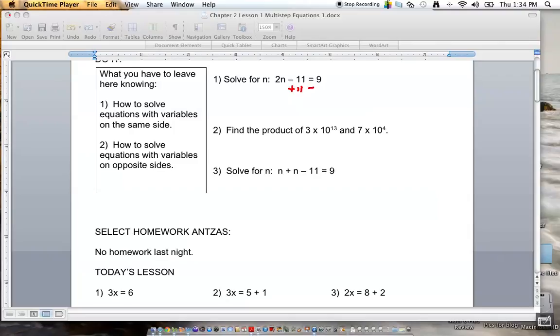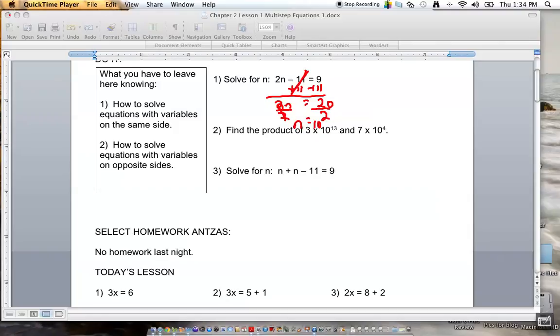So the first thing I do is add 11 to both sides. Did I touch this 2n? No, so it's still there. 2n equals 9 plus 11, which is 20. Now what's happening to the n? It's being multiplied by 2. So I need to do the opposite and divide by 2. And I get that n is equal to 10. So 10 is the correct answer to the first one.